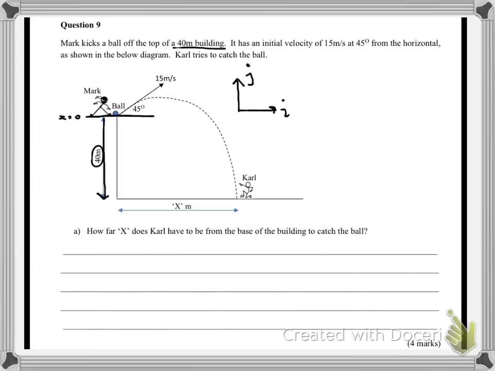Okay, so let's identify our directions. Here's your i direction, there's your i vector, and there's your j vector. Now, let's say the starting position here, that's our position 0. Okay, so if we think about our displacement going below 0, we're going to have a displacement of negative 40 meters. So if the ball goes up and then comes down, it's done an overall displacement of negative 40 meters.